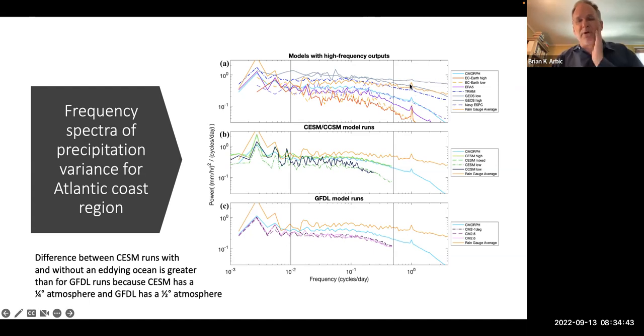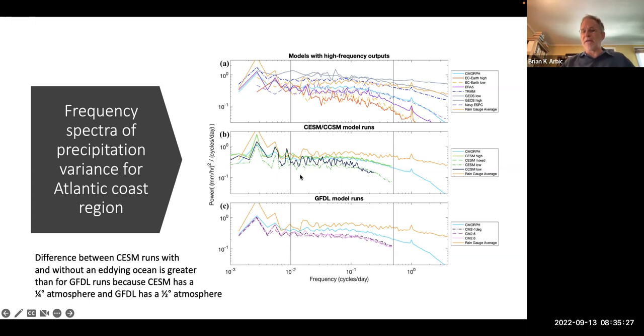Now, those were early versions of those simulations. The more current ones might be a little different. Here are some CESM model runs and some GFDL model runs. It's a little hard to see all these curves, sorry about that, but the CMORPH is in cyan. You can't do the CESM past this 1 day mark, as I mentioned. The CESM high has an eddying ocean, and I think that's this curve here on top of the cyan. And one of the CESM low resolution models is this dashed curve here.